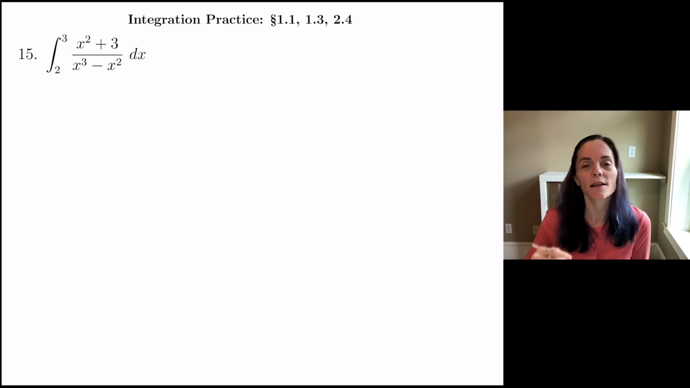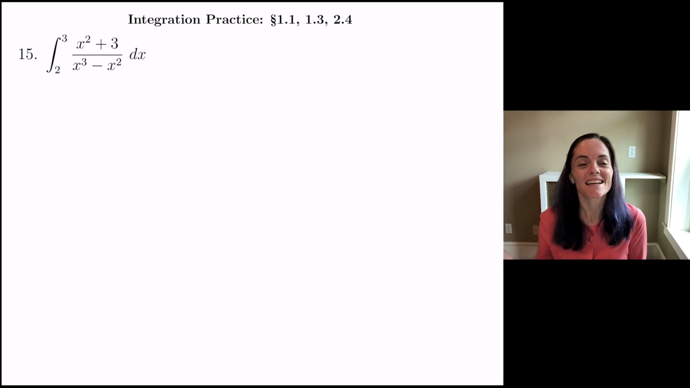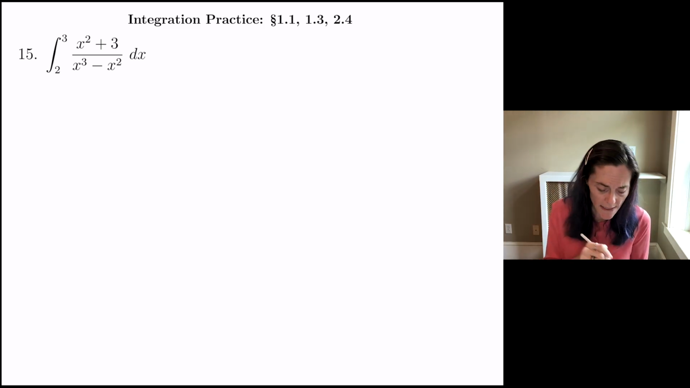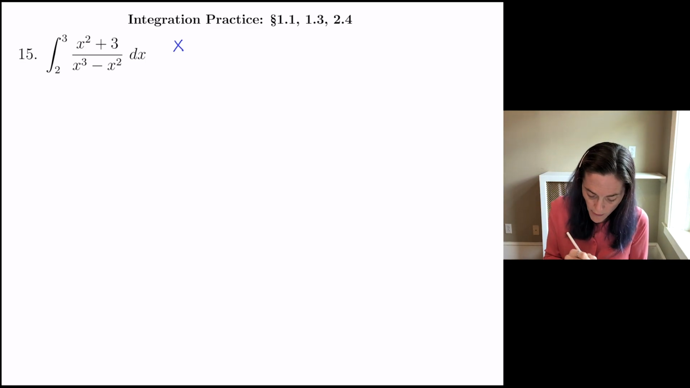However, we see polynomial divided by polynomial. The degree of the numerator is less than the degree of the denominator. And so this will be partial fractions. This is also a definite integral, and so we will need the fundamental theorem of calculus. Let us begin by rewriting. Step 1, we factor the denominator.